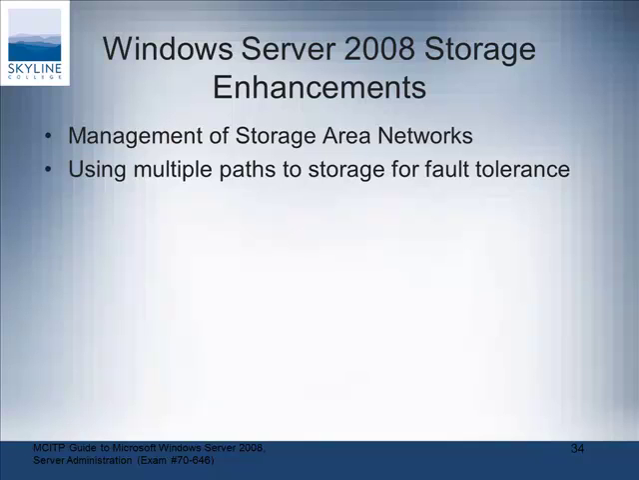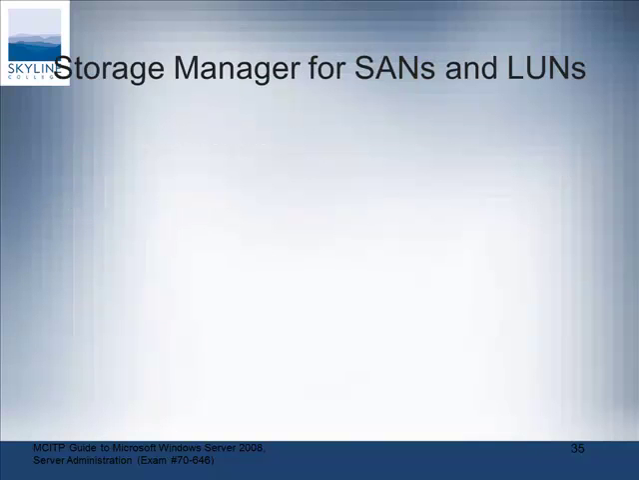But multiple paths for fault tolerance, the storage area network. And one of the things that you could do with an iSCSI partition is create a cluster, because we can have shared storage in these things. And you have to configure it for multipath in order to allow that to happen.